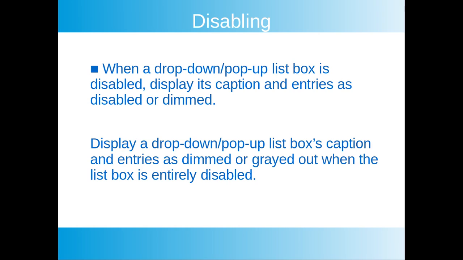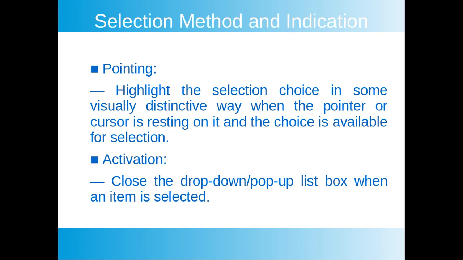Disabling. When a drop-down or pop-up list box is disabled, display its caption and entries as disabled or dimmed. Display a drop-down or pop-up list box caption and entries as dimmed or grayed out when the list box is entirely disabled. Selection method and indication.